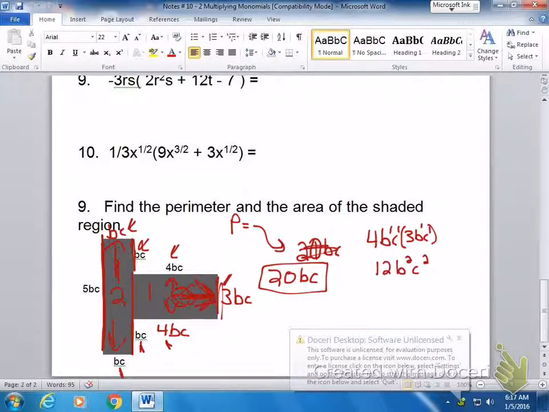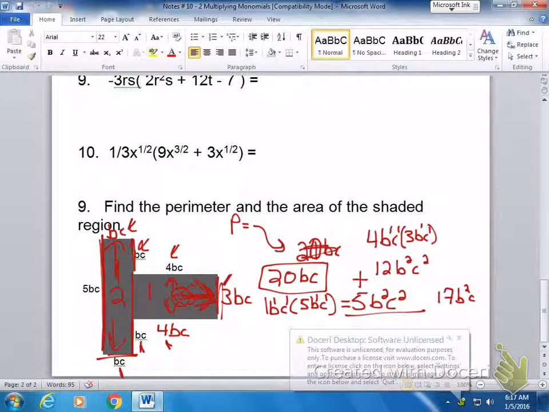The other rectangle has a width of BC times the height of 5BC. Now we can find this area. Well, 1 times 5 is 5. B to the first times B to the first is B squared. C to the first times C to the first is C squared. Now I just need to add these together and I'll have my total area. They have B squared, C squared on both of them. 12 plus 5 is 17. B squared, C squared. And there's our area.